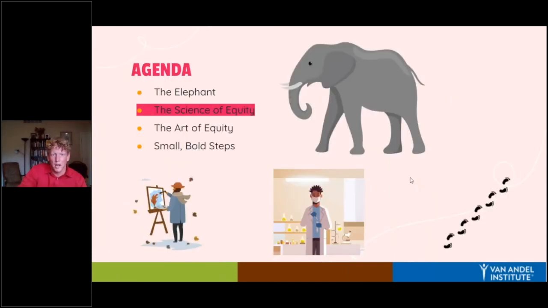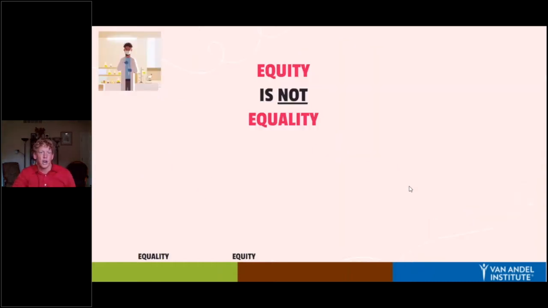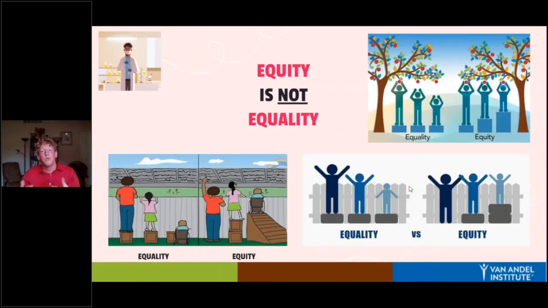Now, if we want to do that, it's important that we think clearly about what equity is. And there are all sorts of incredible visuals which help us understand the difference between equity and equality, because lots of times people get that confused. So understanding this essential point is a great place to start. These are some of the classic illustrations, the cartoons of this situation.